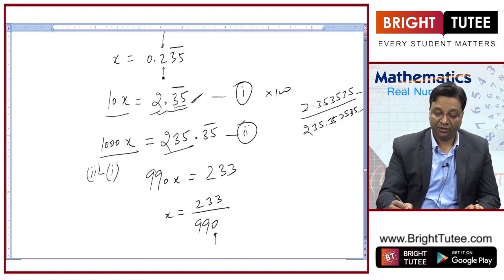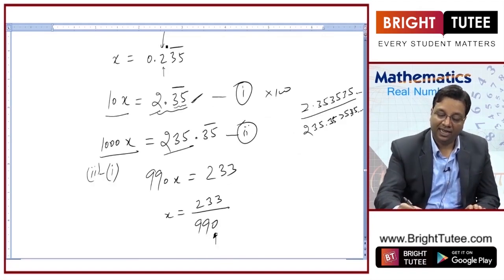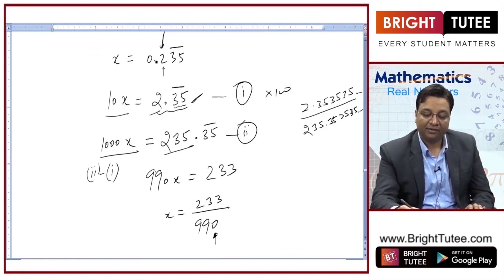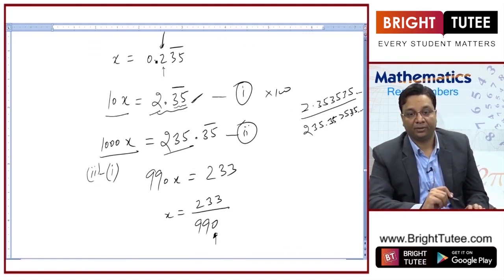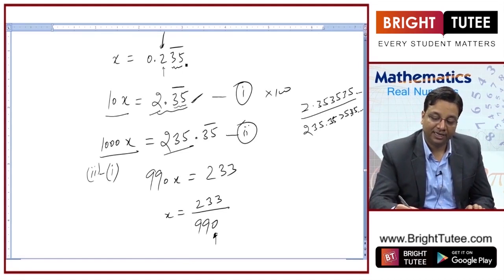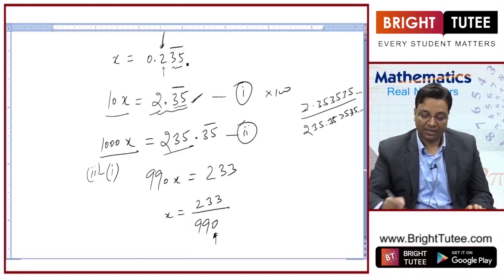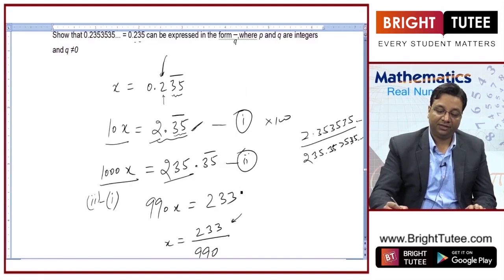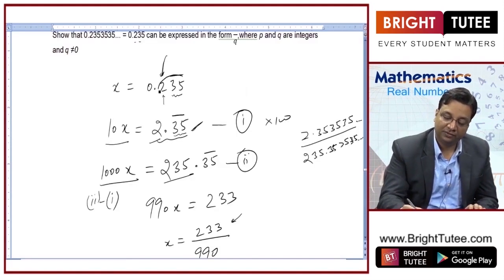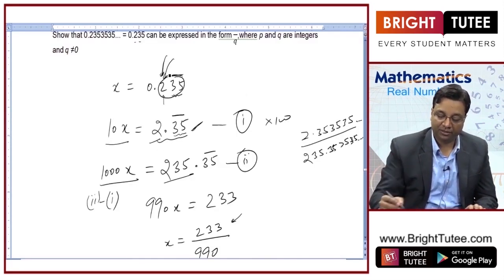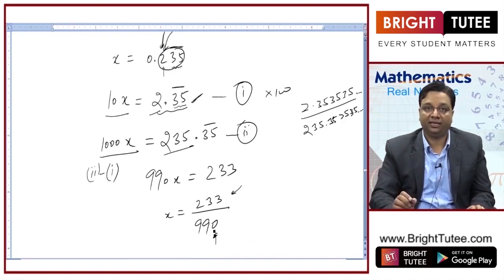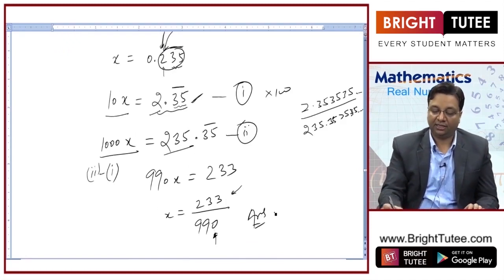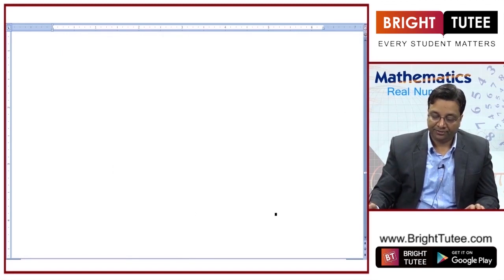Okay, and you will notice when you go further that you will have as many zeros as the non-repeating digits after the decimal. Okay, and you will have as many 9s as the repeating digits, and in the numerator you will have a difference of this number 235 and this non-repeating number 2. So 233 by 990 in this case is your answer, right?